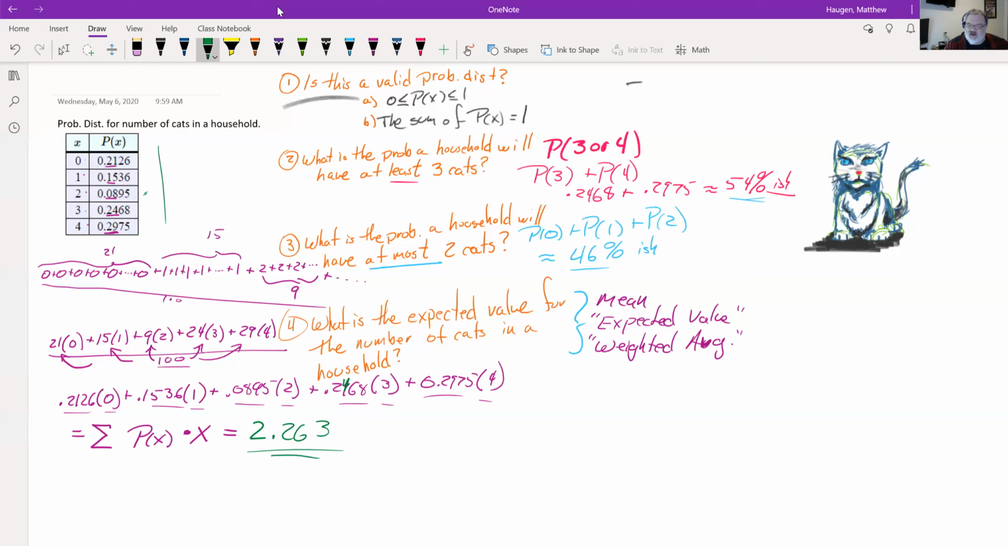So what's the expected value for the number of cats in a household? We expect 2.263 cats. And again, because it's an average, because it's a descriptive statistic, it doesn't have to be one of our actual values. But yeah, we expect 2, maybe a little bit more, cats in a house.